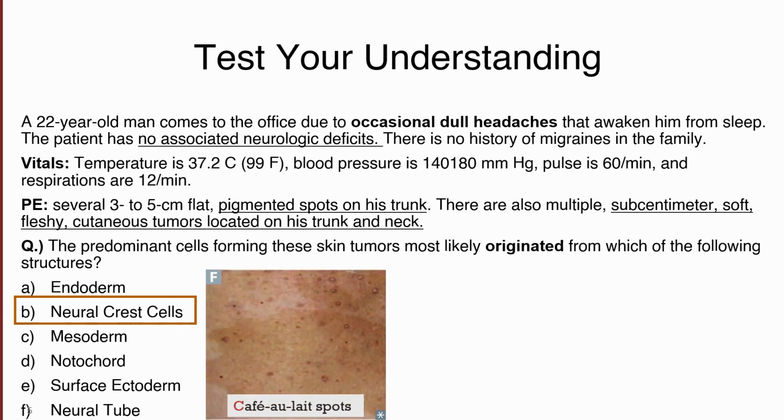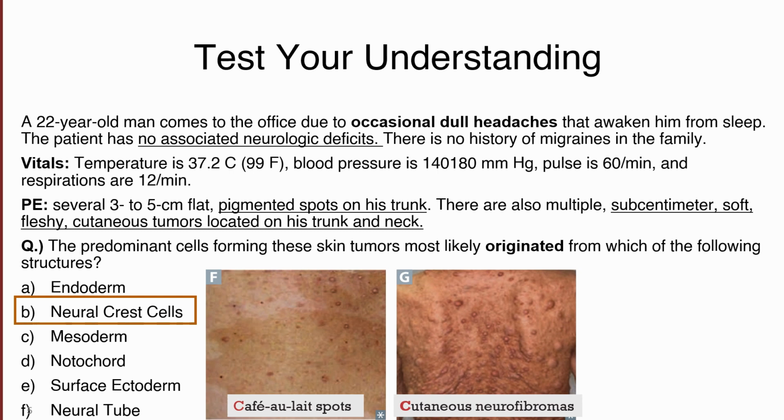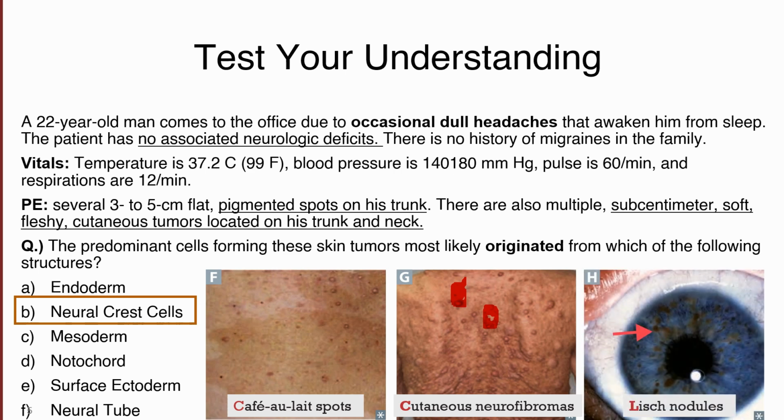In the figure we can see cafe au lait spots and the cutaneous neurofibromas, which are multiple raised and fleshy tumors on the back of the person, which usually increase in size as well as in number with increasing age. And also we can see these nodules in his eye.